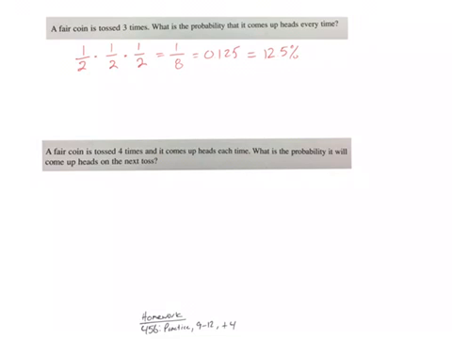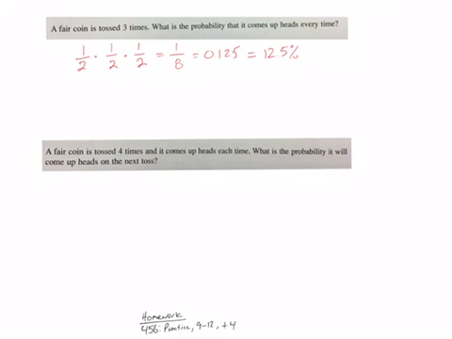It says a fair coin is tossed 4 times and it comes up heads each time. What's the probability that it will come up heads on the next toss? Well, it's kind of a little bit of a trick question because it's talking about coin tosses that have happened in the past. But coin tosses that happen in the past don't affect coin tosses that happen in the future. So it doesn't really matter what happened back here, these last 4 tosses. It's just simply asking what is the probability it will come up heads on the next toss.